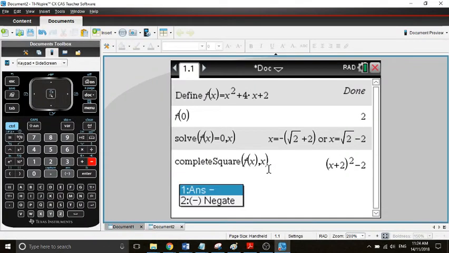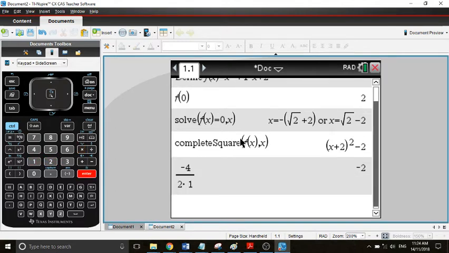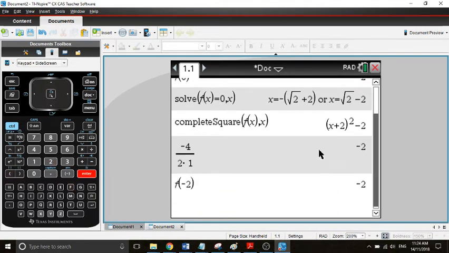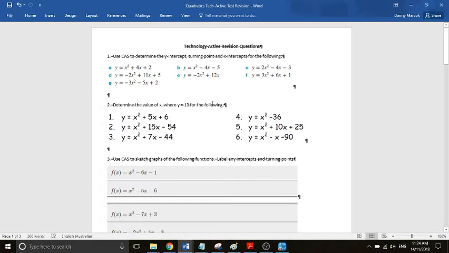Or we do negative b over 2a. So we do the negative b term over 2a. That is -4 divided by 2 times our a term, which is 1. And then we have -2. So that's the x-coordinate, -2. So we say f of -2, and it gives us -2. That's a y value.